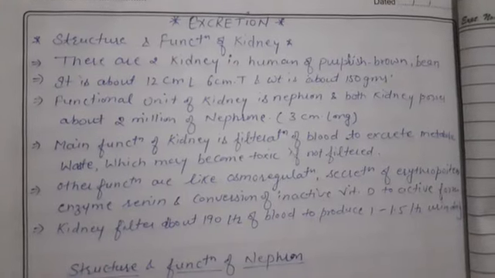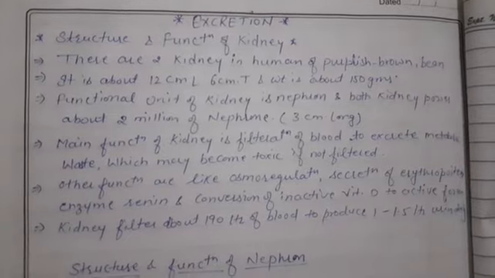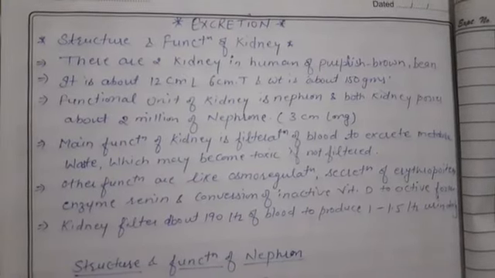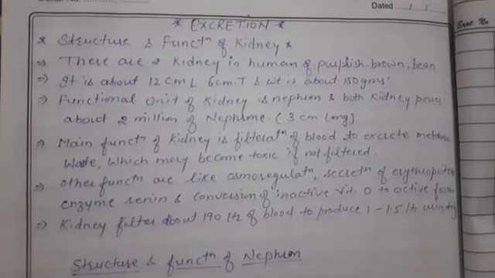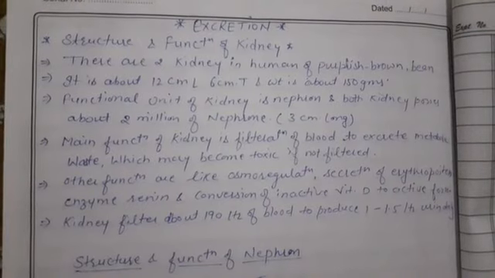Hello everyone. In this video we are going to discuss the excretory system of human beings. In the earlier video we already discussed that humans have a pair of kidneys, and kidneys are the structural and functional unit of the excretory system.